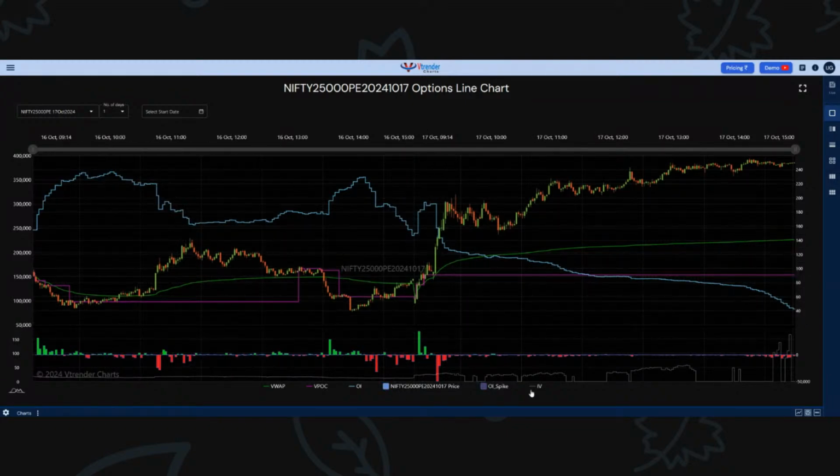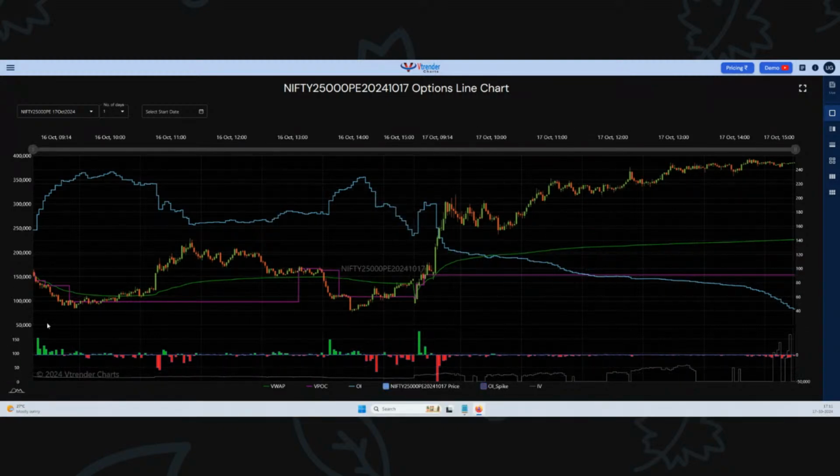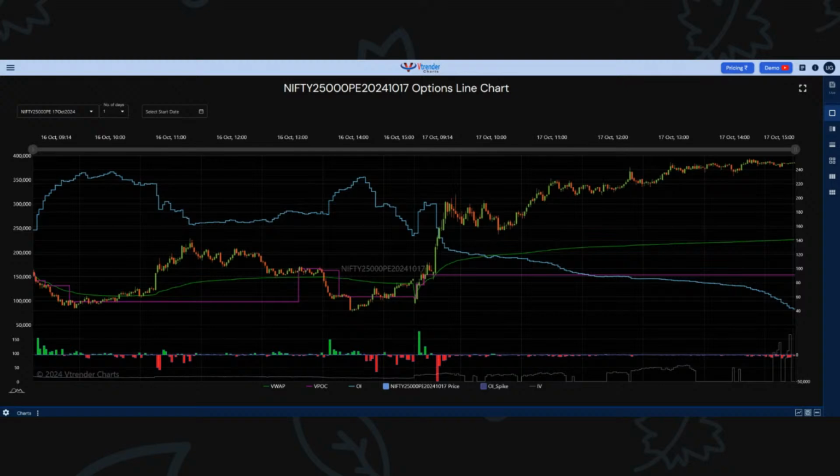The blue, they have been mentioned at the bottom. The green line is the VWAP. The pink line is the POC, VPOC. The blue line is the open interest. And you have the price of the option. At the bottom, we have the OI spikes, which tell us whether the open interest is adding or coming down.